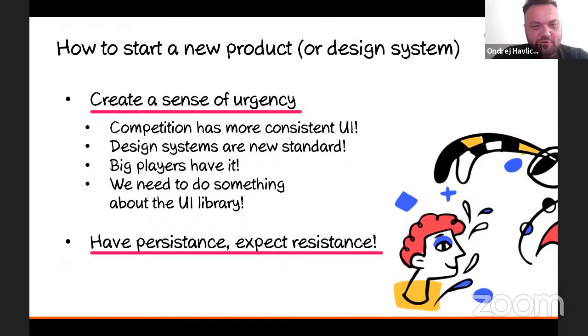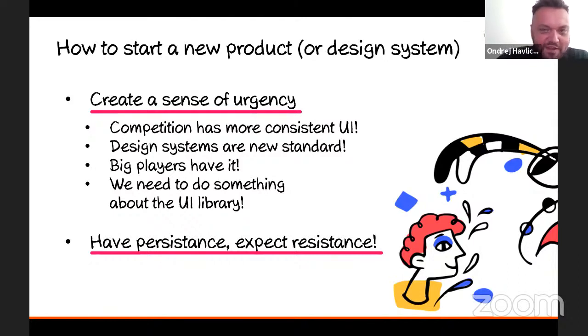Because introducing a design system into a company is definitely a big change. So it's basically a change management project. What is important, in my opinion, is to create a sense of urgency. So apart from these nice reasons like consistency and customer focus, we also used, I would say, sometimes manipulation or more aggressive techniques to persuade key people. So we argued that the competition already has it.